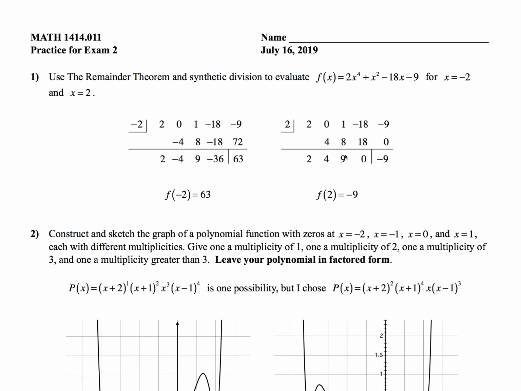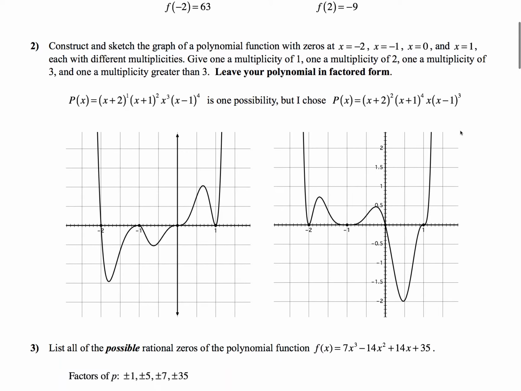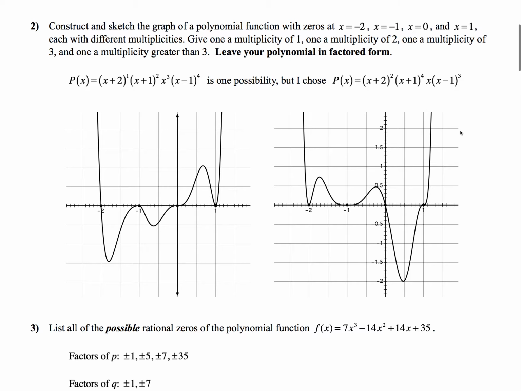And we multiply the 2 times 0, which naturally gives us 0. And add that last column. -9 and 0 is -9. And that tells us that the value of the function at 2 is -9. It's a pretty straightforward question. That's why I start the test with it, because it's an easy one to get us going and perhaps build our confidence for the rest of the exam.